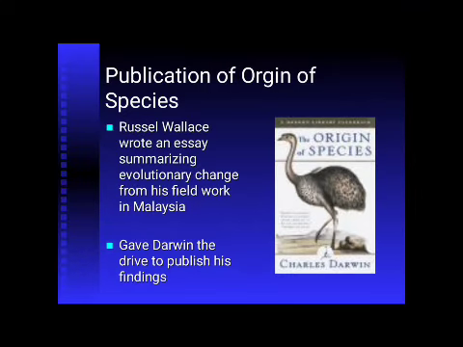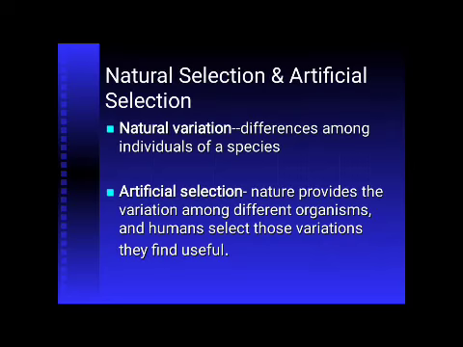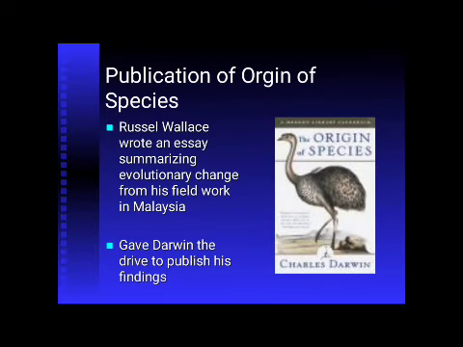Origin of Species. Russell Wallace wrote an essay summarizing evolutionary change from his field work in Malaysia. Russell Wallace, important. He gave Darwin the drive to publish his findings. What did he do? He came to a conclusion similar to Darwin's, and this was the main reason that Darwin published the book Origin of Species.